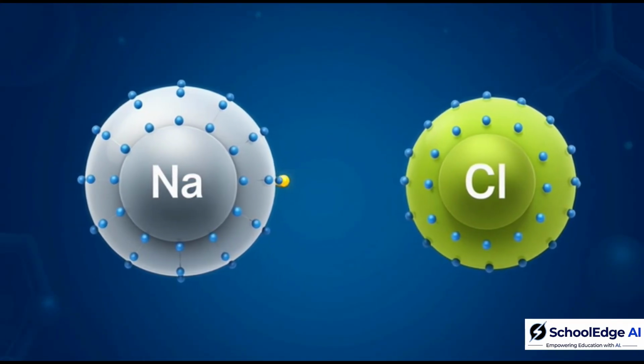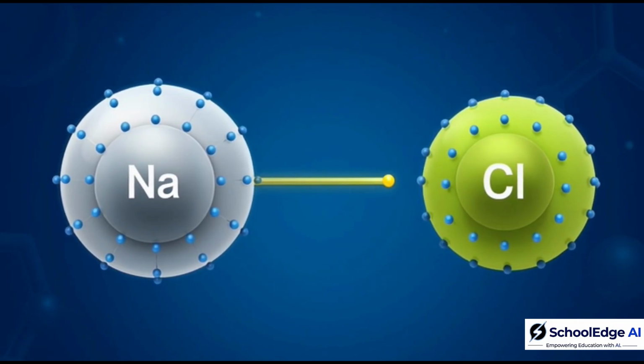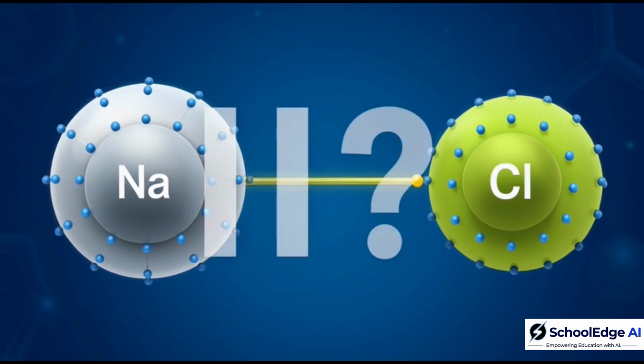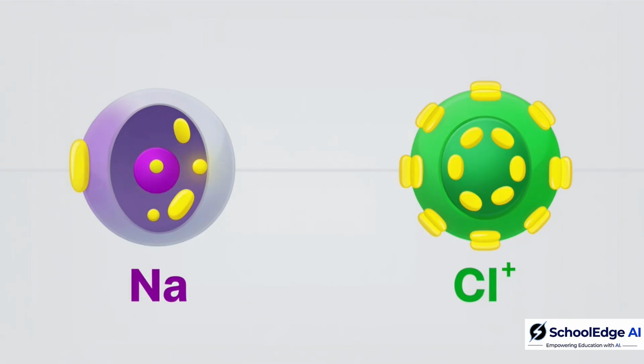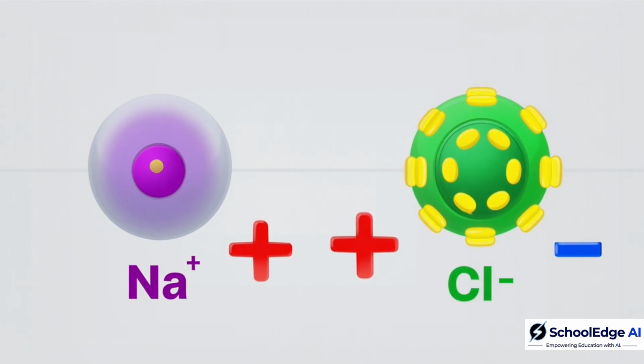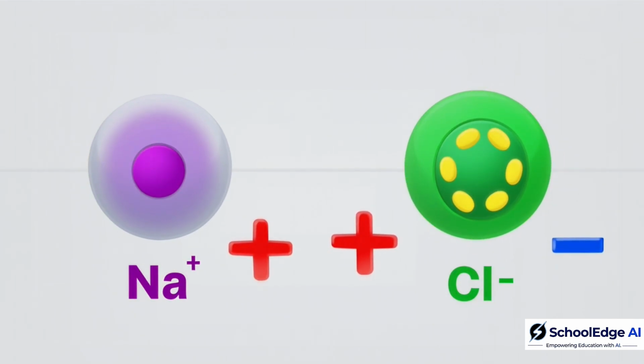The electron has started moving. But what happens next? What will both atoms become? Here comes our first clue. Sodium lost an electron. Chlorine gained an electron. Now both are different from before.